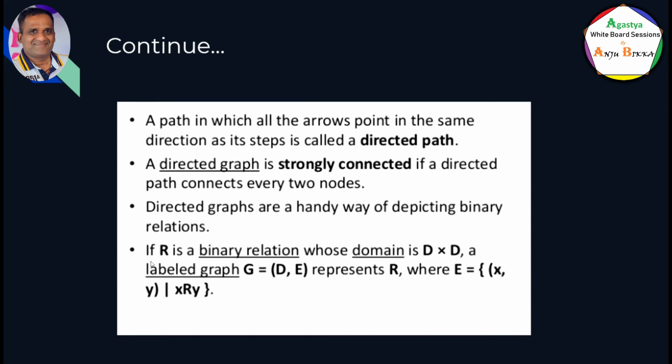Now in the case of an undirected graph, we consider it as a path, but in the case of a directed graph, we say directed path. What is the meaning of directed path? A path in which all the arrows point in the same direction as its steps is called a directed path.